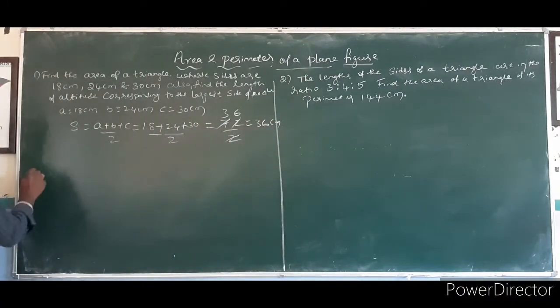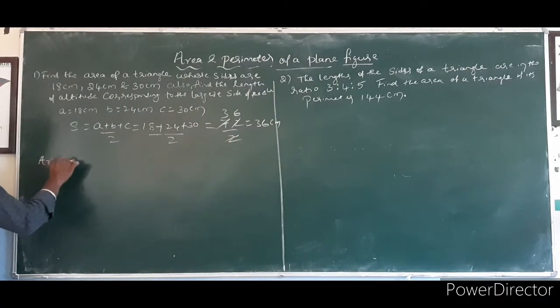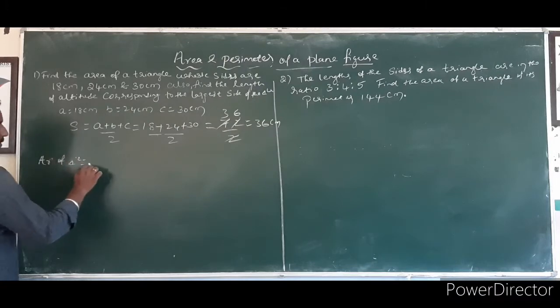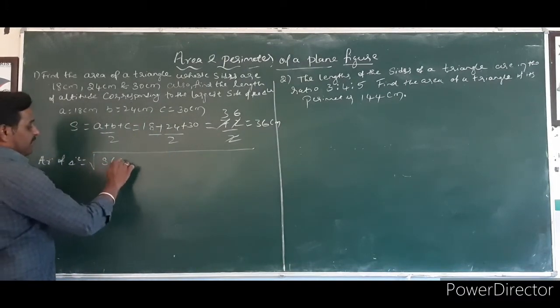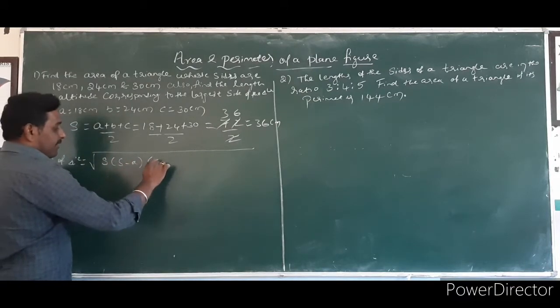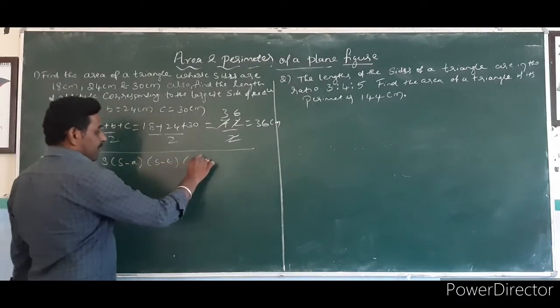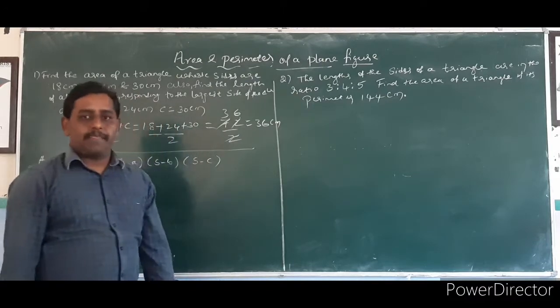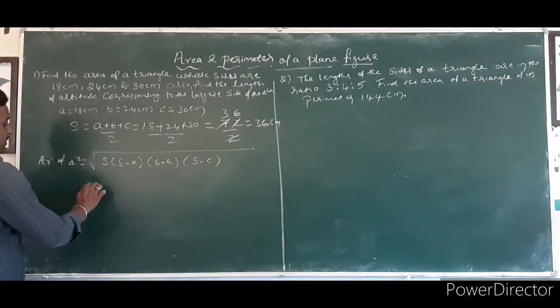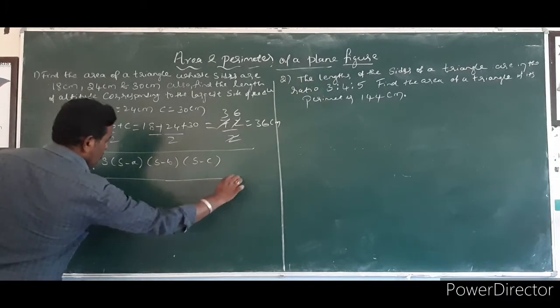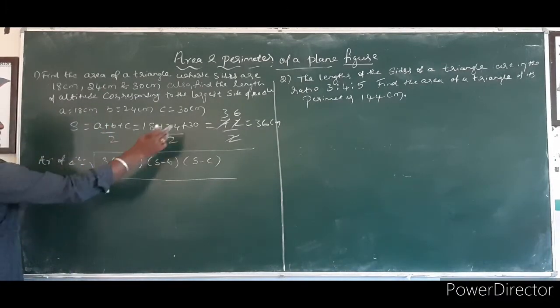So using Heron's formula, find the area of the triangle. What is the area of the triangle? Square root of S into S minus A, S minus B and S minus C, using Heron's formula. S value is how much? 36.